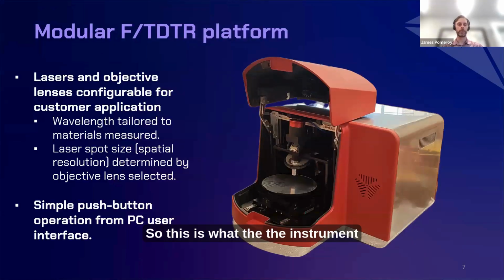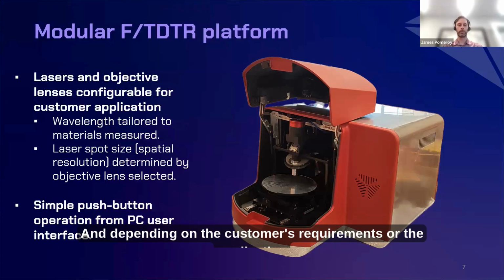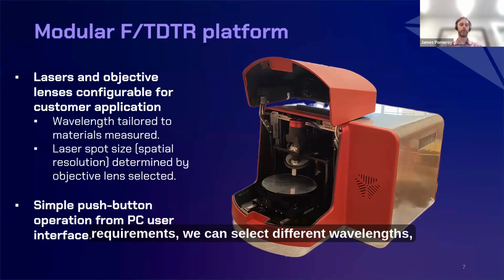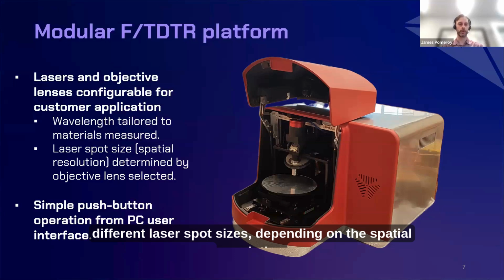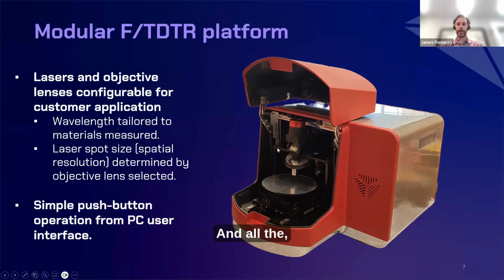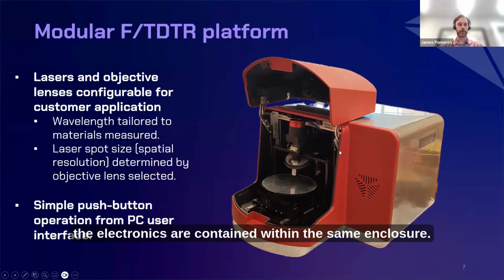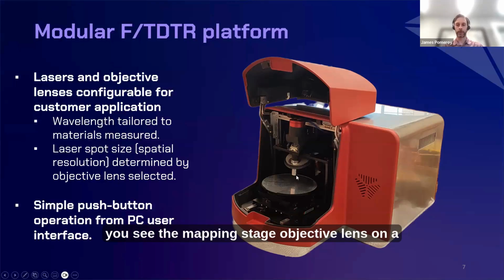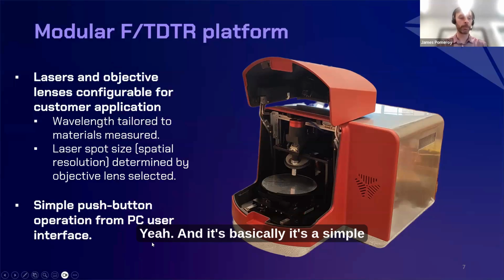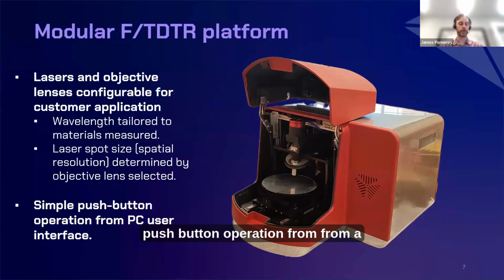So this is what the instrument looks like. This is our modular platform. It can be configured for the TDTR, FDTR, and depending on the customer's requirements or the application requirements, we can select different wavelengths, different optics, different laser spot sizes, depending on the spatial resolution required. And all the lasers, the detectors, electronics are contained within the same enclosure, so it's compact. At the front, you see the mapping stage, objective lens on a turret, which can be changed, and a camera above. Yeah, and it's basically a simple push button operation from a PC. So it's designed to be very easy to use.